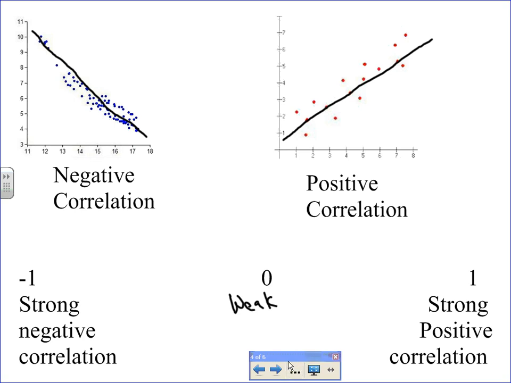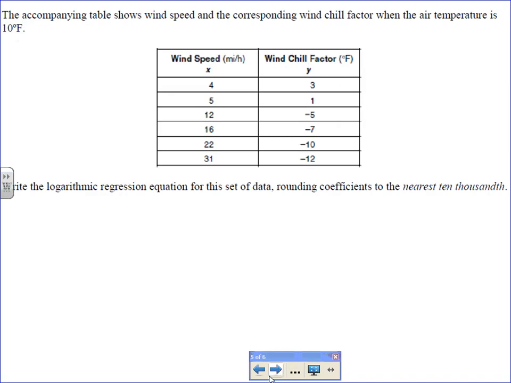Okay, so let's move on to another example. The accompanying table shows wind speed and the corresponding wind chill factor when the air temperature is 10 degrees Fahrenheit. Write the logarithmic regression equation for this set of data, rounding the coefficients to the nearest 10,000th. So as you could see, we're not being asked to do a linear regression here. Now it's a logarithmic regression.